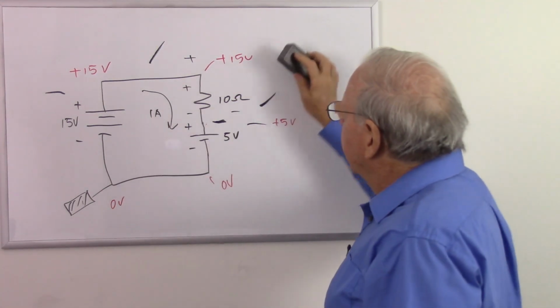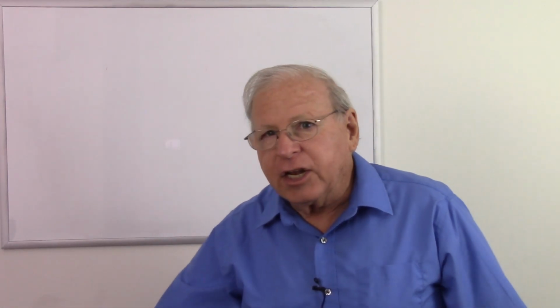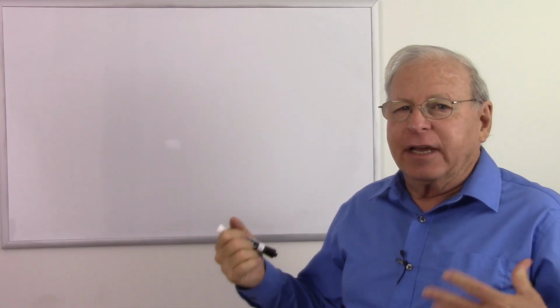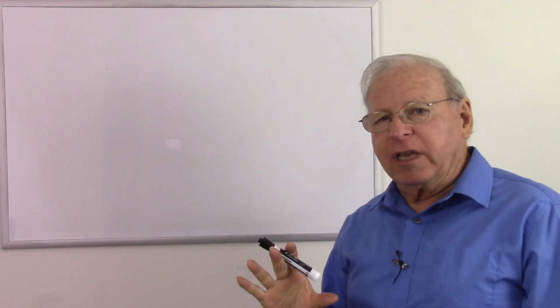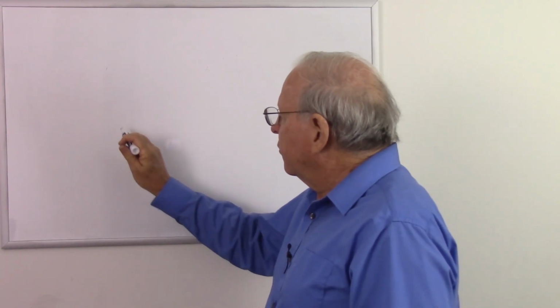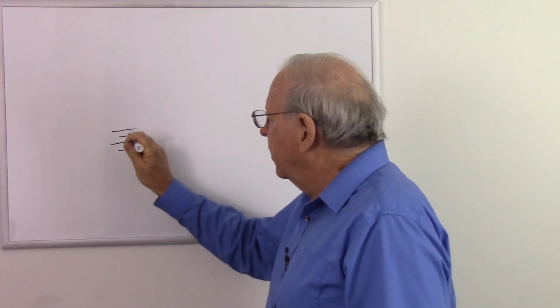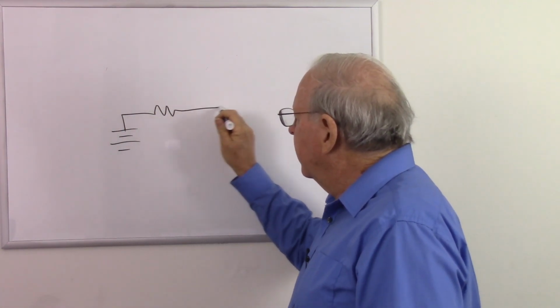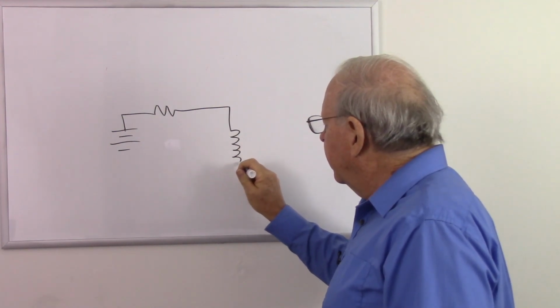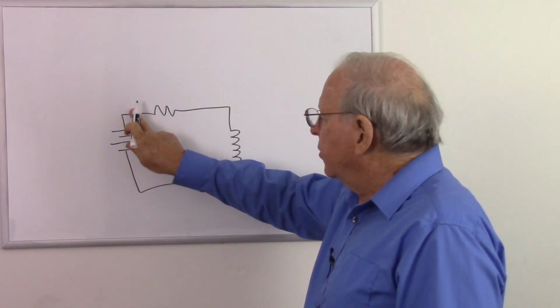So now let's look at the next thing we need to review, and that is how an inductor acts in a DC circuit. I'm going to use the example circuit I used to explain how inductors react. So we're going to start with a voltage source and a resistor and an inductor. And I'm going to put a switch right here.